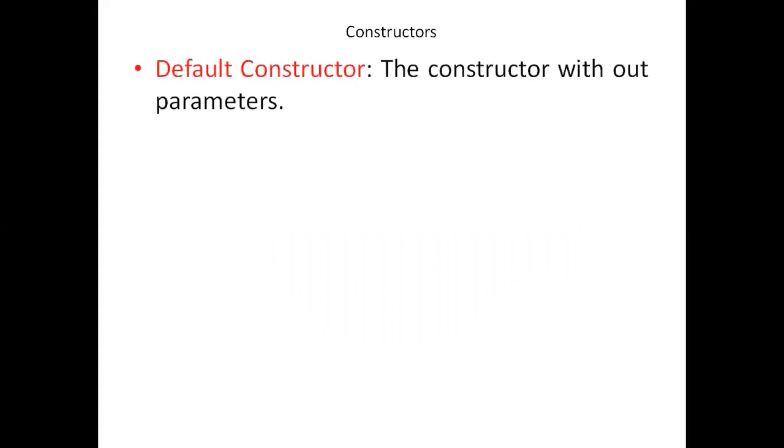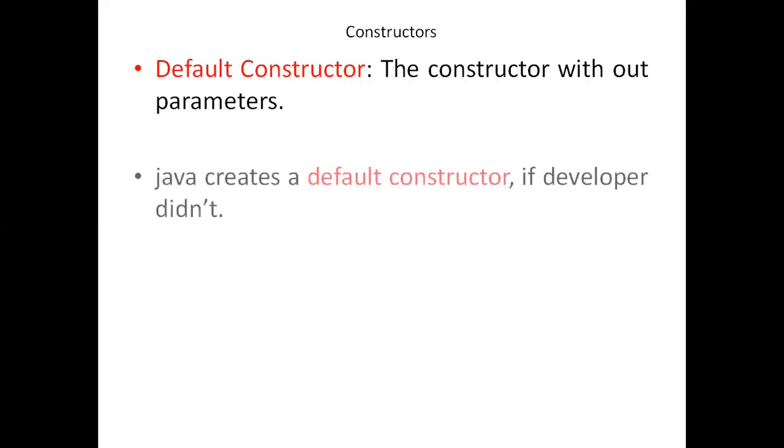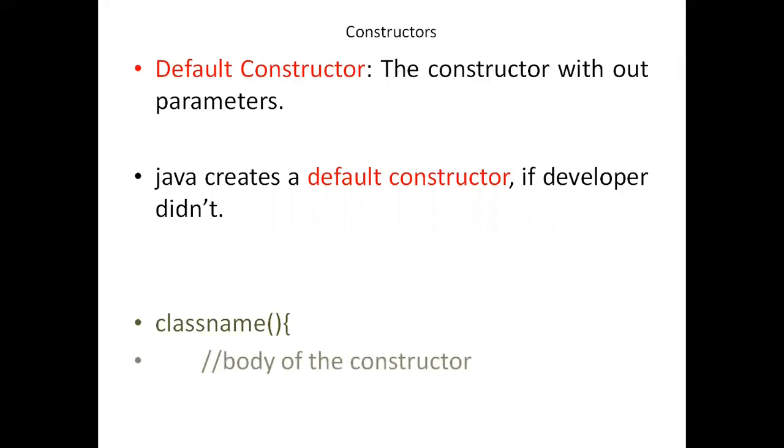Default constructor. The constructor without any parameters is known as default constructor. Java creates a default constructor if the developer did not provide any constructors. If the developer has not written any constructors, the Java compiler is going to create a default constructor for you. So the default constructor is a constructor without any parameters, and the structure will be like this. I said that the name of the constructor must be the name of the class. So class name, parenthesis, then you can write anything inside, then close the constructor.